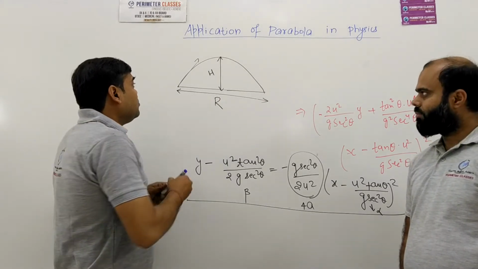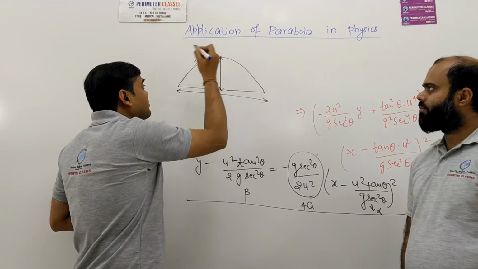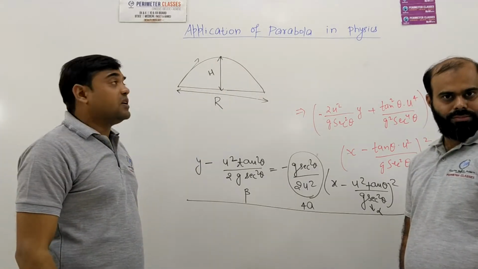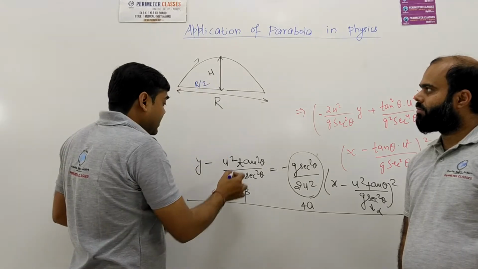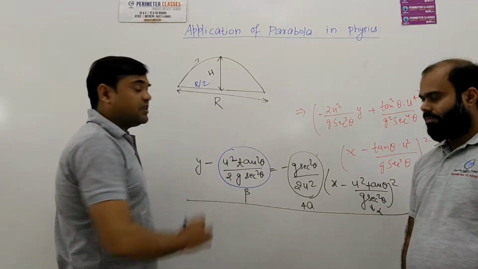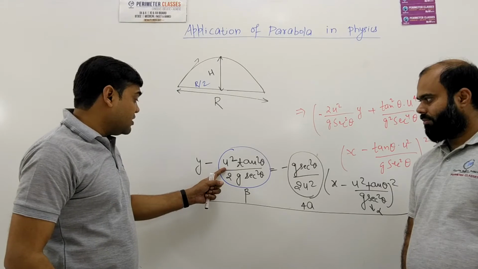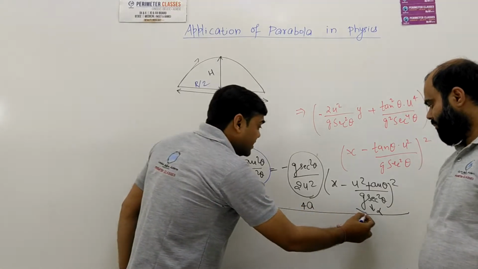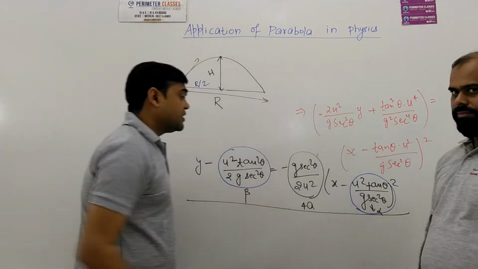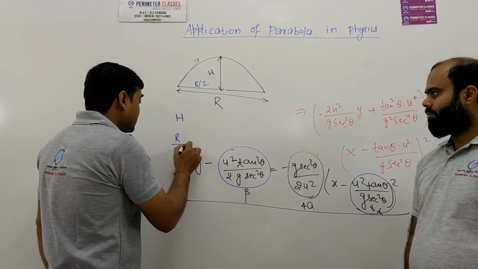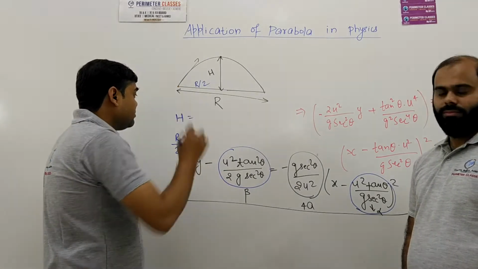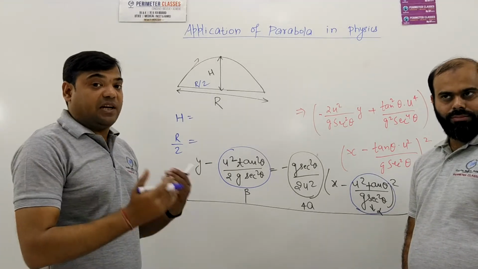Now you can see that this is the vertex also. So the coordinate of vertex will be H and R by 2. So if I calculate the coordinate of the vertex, this is the y coordinate of the vertex and this is the x coordinate of the vertex, what I will get is capital H and R by 2. And these are two very important parameters of parabolic projectile motion.